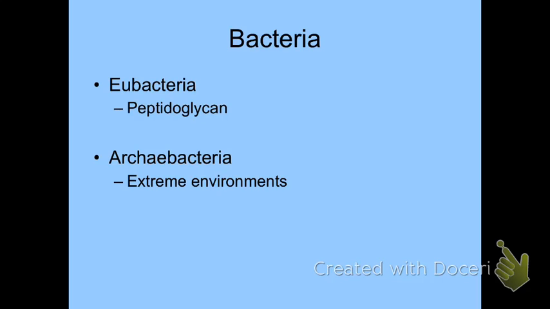Remember that bacteria, we just finished talking about all this, there are two main kingdoms. We have kingdom Eubacteria, and those are the ones that have the cell wall made of peptidoglycan, and then we have kingdom Archaebacteria, and those are the ones that we called extremophiles. They live in really hot, really cold, really salty, or environments with no oxygen.